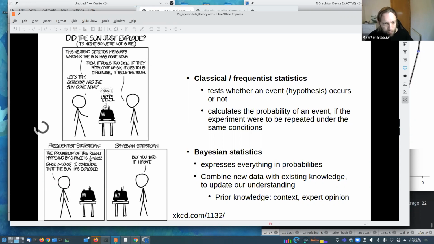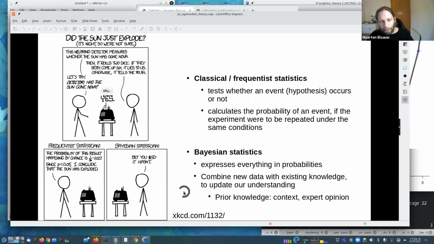Okay. So if you're a frequentist statistician, as most of us are educated, then you say, well, how likely is it that 2 sixes would have come up? Oh, that's 1/36. That's 0.027. So a 2.7% chance of that being correct. Since that is under our alpha level, I conclude that the sun has exploded. That's just the frequentist approach.